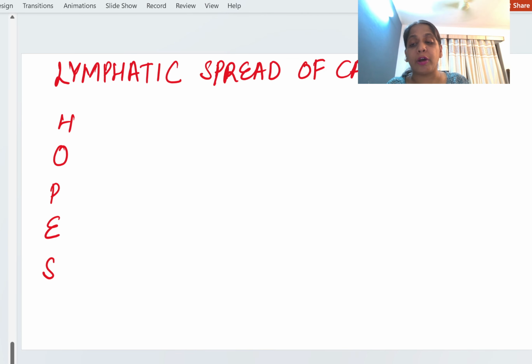The lymphatic spread of the CA cervix, the mnemonic for the lymphatics is HOPES. H stands for hypogastric, O stands for obturator, P stands for para-cervical or uterine lymph node, E stands for external iliac, not inguinal, and S stands for sacral. So this is a mnemonic. The most common lymph node involved is obturator, and the sentinel lymph node is paracervical.